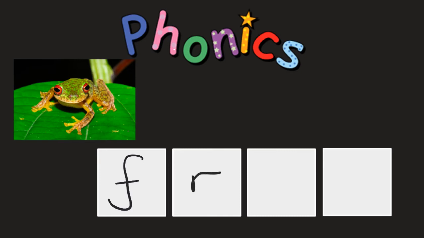F, f, frog. F, og. Fr, og. Frog. And there's our word. And look, very close together there. We've got the letter F and we've got the letter R at the beginning of the word, before our vowel O. F, o, g.